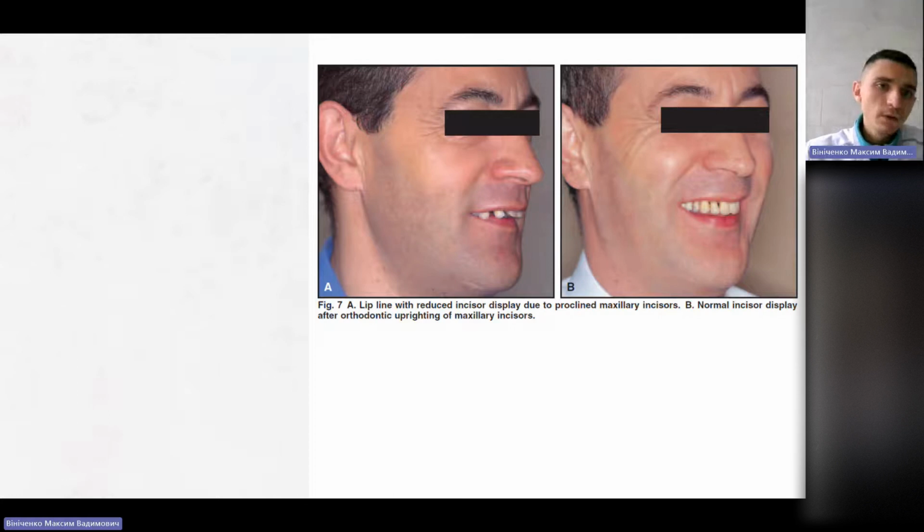So when we treat our patients, first of all, we need to look at the facial profile of our patient, not on the teeth and the dentition. In the first place, it is the profile of our patient.